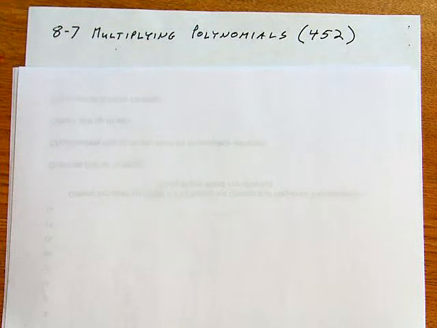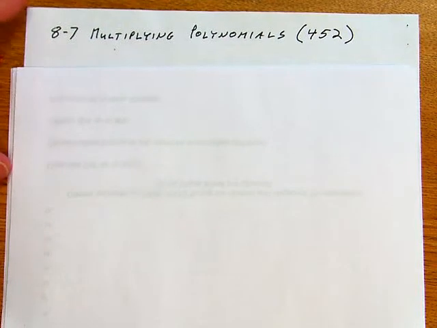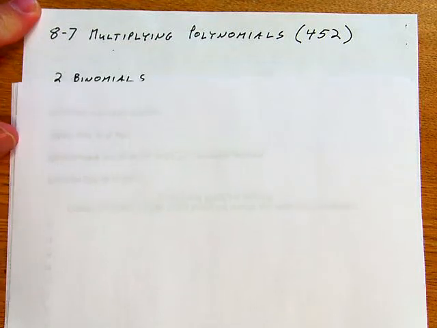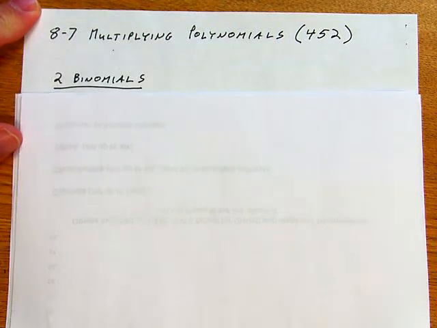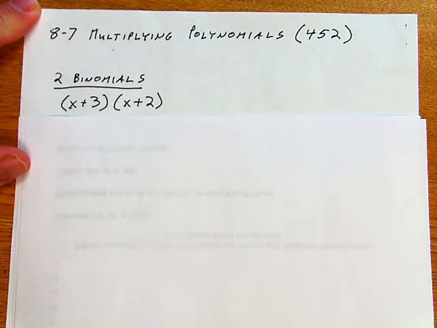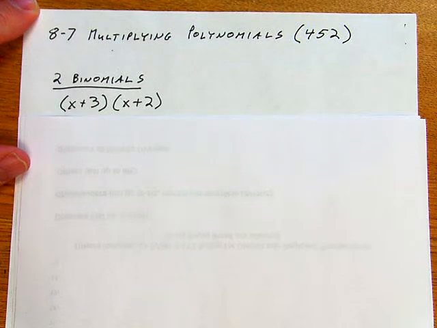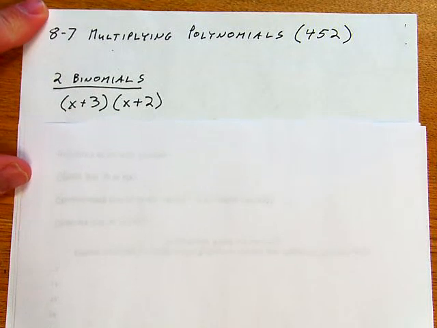Okay, here we go with lesson 8-7, multiplying polynomials. When we're multiplying two polynomials together, let's first start with multiplying two binomials together and look at how that works. Let's say we have the binomial x plus 3 times the binomial x plus 2.